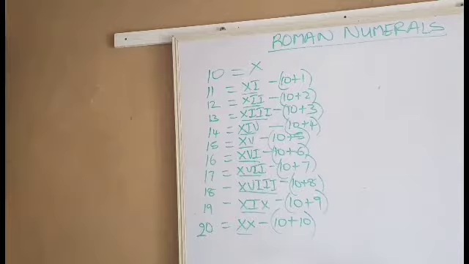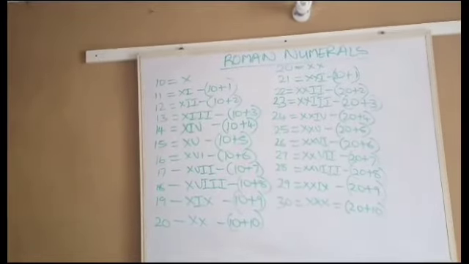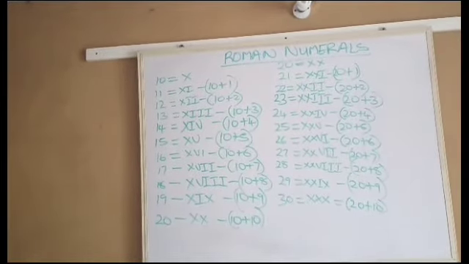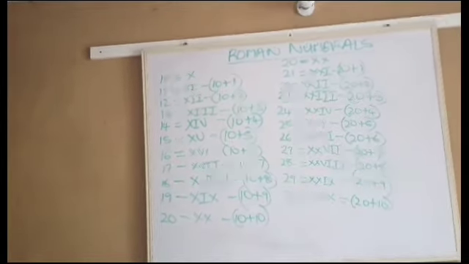16 is XVI. VI is 6 and X is 10, making it XVI. XVII is 17. The same thing goes with 18. XVIII, that's 10 plus 8. 19 is XIX. IX is 9, X is 10. So that's why you have XIX as 19. 20 is XX. 10 plus 10 is XX. Right now we've looked at 11 to 20.